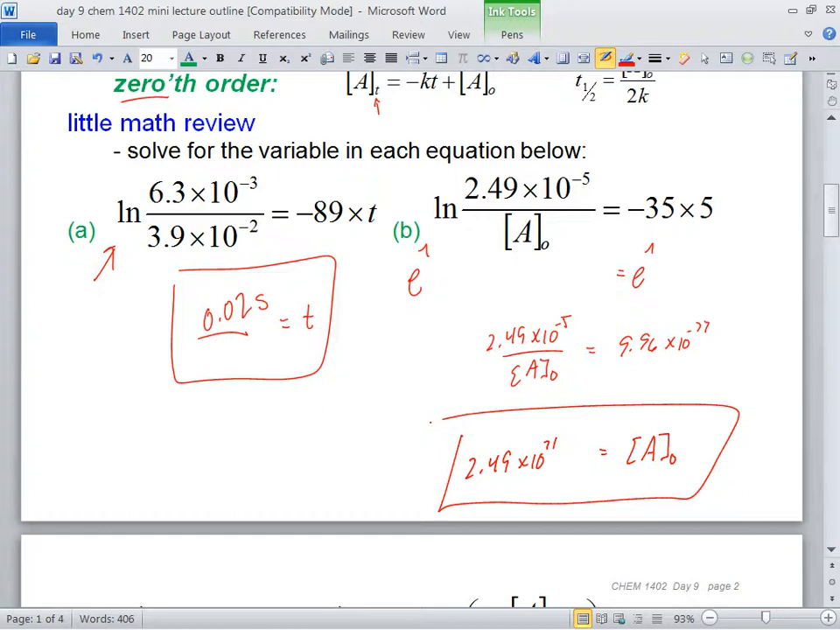What units do I put on there? The big M. Big M. Right.